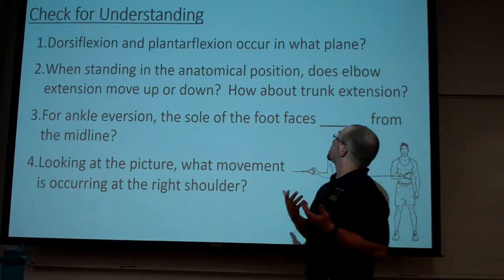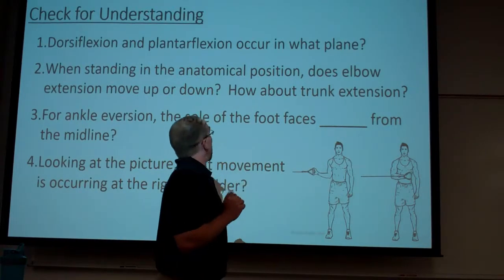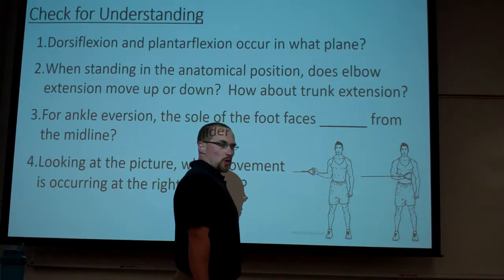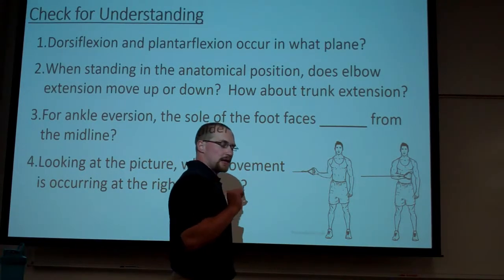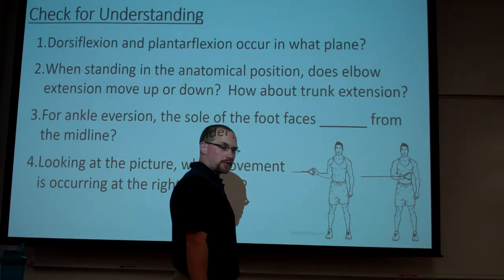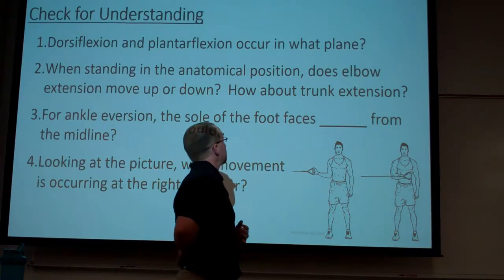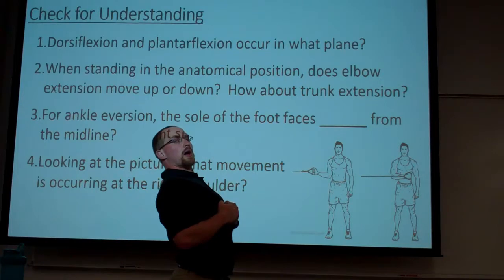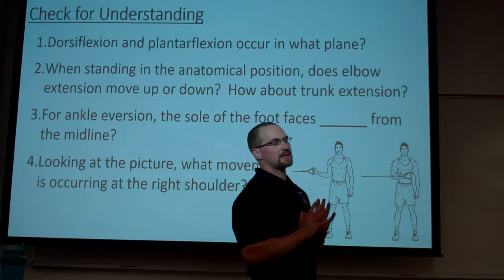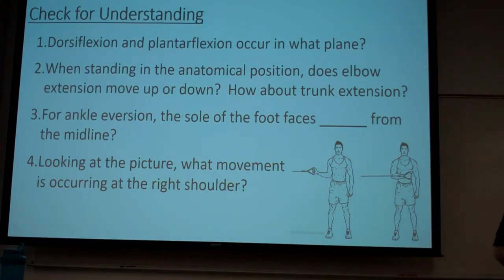So, anatomical position. If I go elbow extension, that's going down. So appendicular skeleton, referring to your arms and legs, extension is going down. Versus extension with your trunk, that's going to be going up. Axial skeleton, extension is going up.